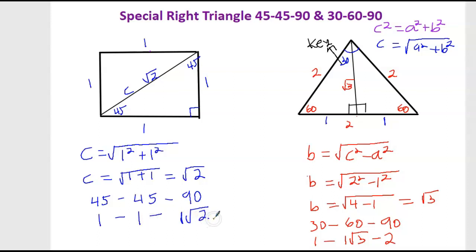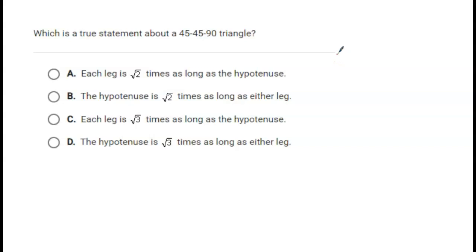So we are going to use it to solve some examples. We are using this definition where we got the ratios to define that. So here is 1, here is 1, and here is going to be 1 root 2. Which is a true statement about a 45, 45, 90 triangle? So here, realize I said each length is this, which is not true. The hypotenuse is square root of 2 times either leg. So these are the either leg, the 45.